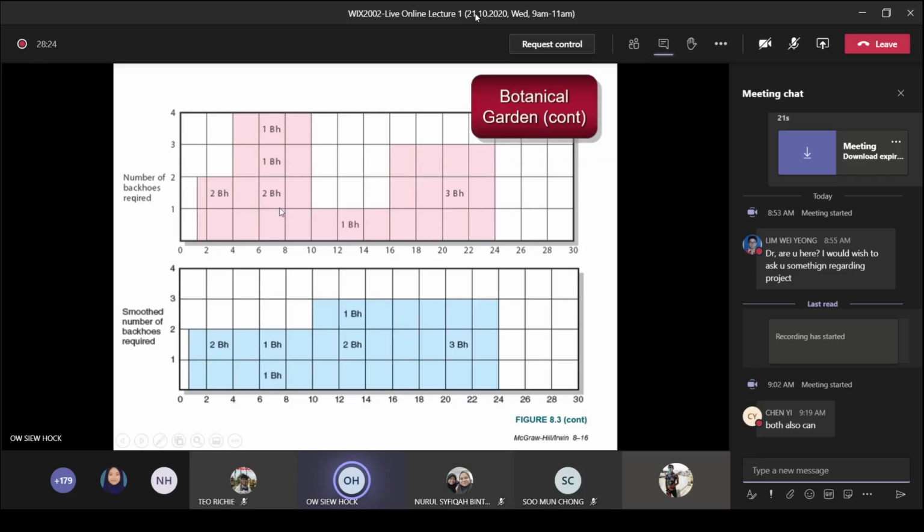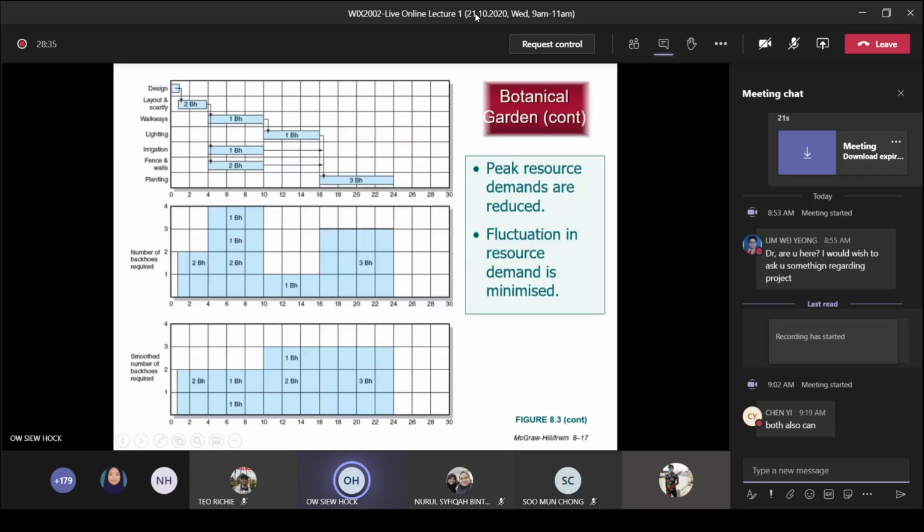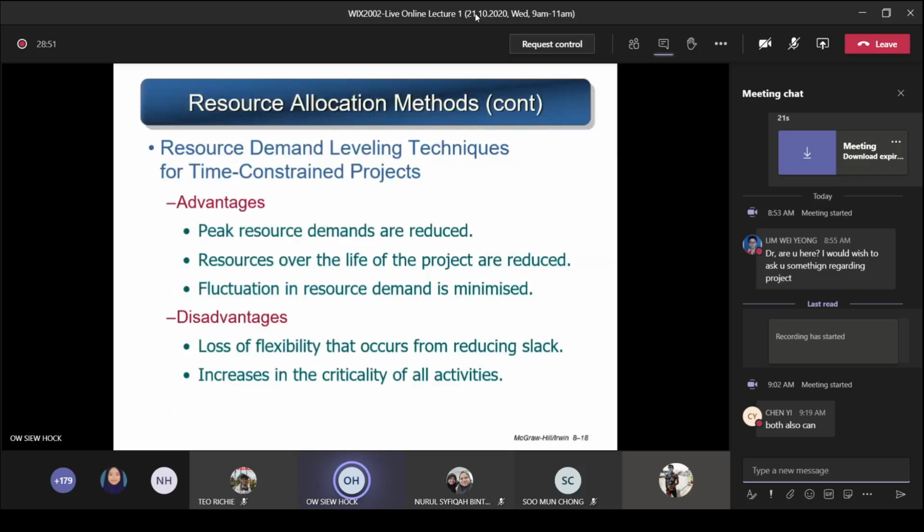Maximum you can have is 3 units of BH. So you solve the problem of resources that you don't have the maximum resources you can have, and you reduce it and also reduce the fluctuation. Okay, so now you can see originally this is the shape here, and it becomes this shape here. You don't need so many units. Okay, so peak resource demands are reduced, fluctuation in resource demand is minimized. Okay, so that's called leveling technique. So here the resource allocation method. So in this way, you see the resource demand leveling technique for time constraint project.